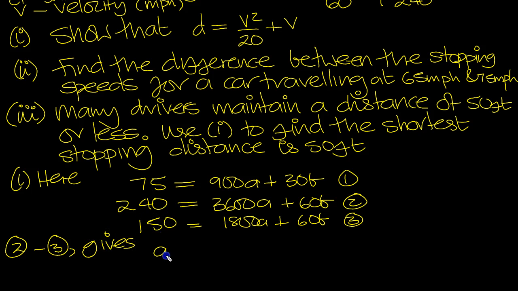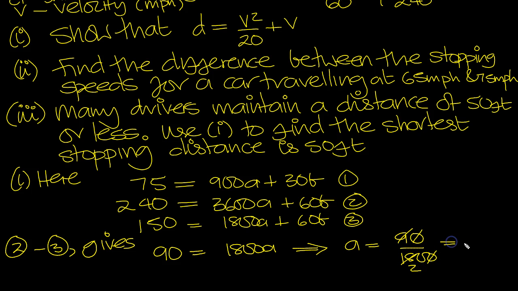that take that is 90. This take this is 1800a, isn't it? And this take this disappears, that's why we're doing it. So a will equal 90, remove the 1800 underneath. So that would be 9 over 180. 9 goes into 18 twice, so that's 1 over 20. So there's a, and then now we can work out b.